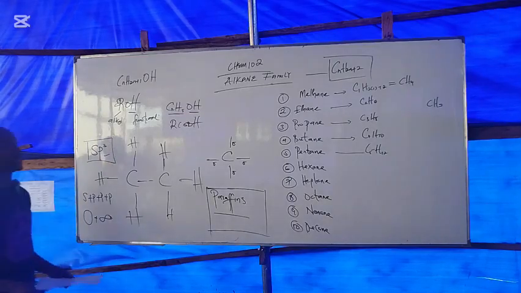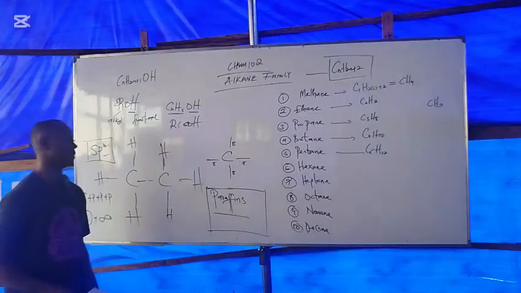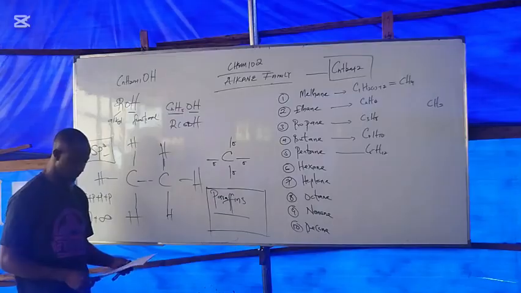Now we have seen the general formula of alkane, as well, CnH2n+2. Is it clear? Now on our own, we can bring out the first 10 members. Is it not so? Okay.